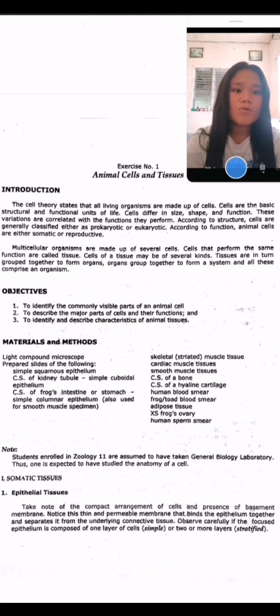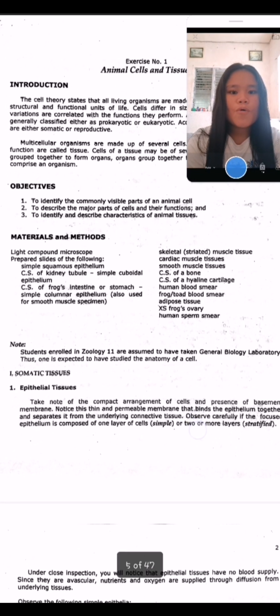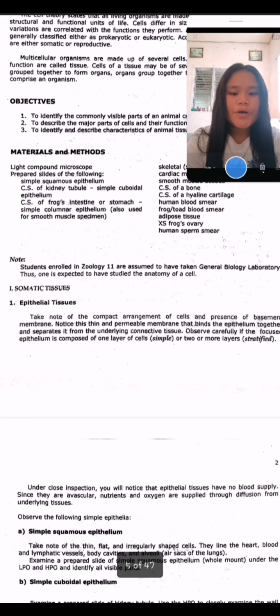We commonly identify the parts of a cell, and number three is to describe the characteristics. There are four kinds of somatic tissues.